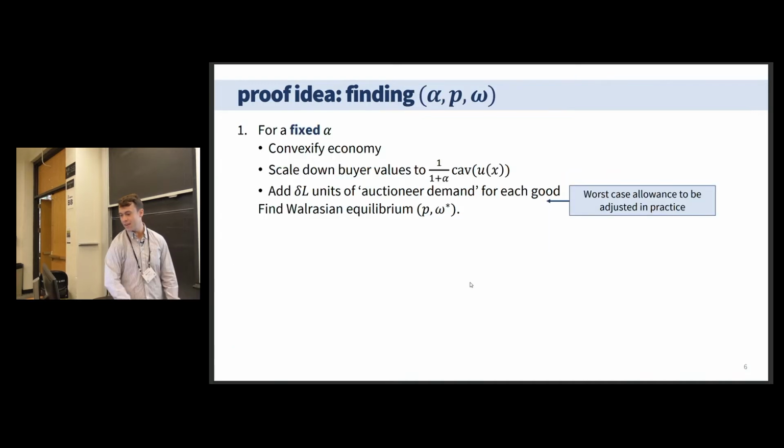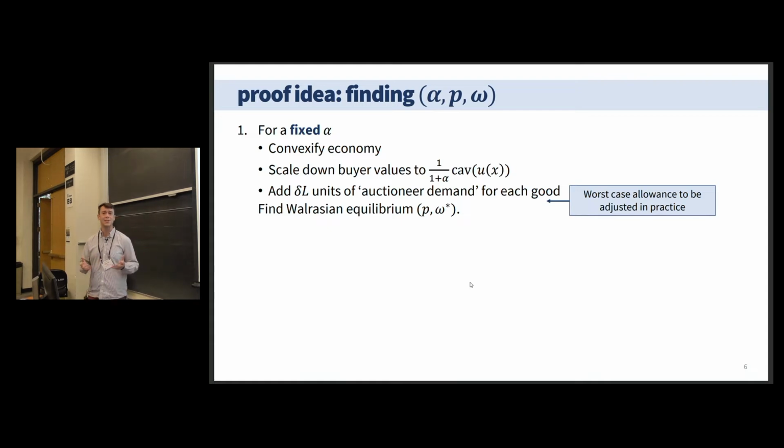Okay, so let me give you an idea of how we find this mechanism. So start off with, we'll just fix an alpha. All we do is sort of the natural things you would do. We convexify the economy. We take the convex relaxation of the efficient allocation program. And the somewhat novel step, I guess, is that we scale down the buyers' valuations by a factor of 1 plus alpha. The idea here is that if you're willing to buy an allocation at a price given this valuation function, then you'll be willing to buy at the original valuations at the price p times 1 plus alpha.